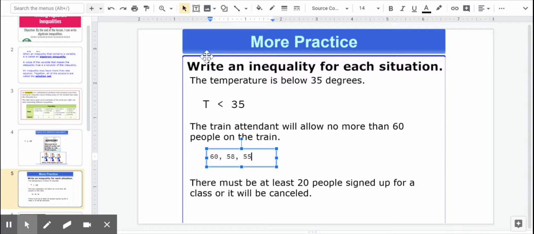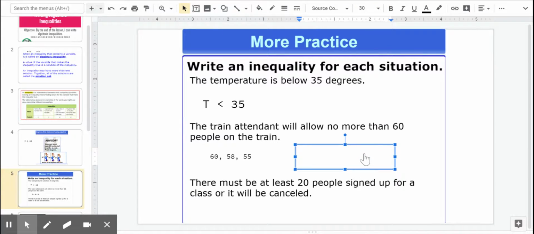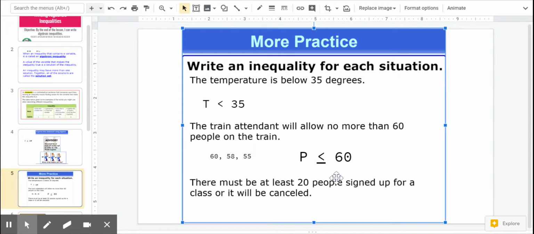So if I were to make another text box here, I'm going to use P for my variable here for people, and I'm going to use the number 60. So I have P, and then I have the number 60. I need to figure out what symbol I could put in the middle there. Well, I know that it can be no more than 60, so I actually want the less than symbol because I want 60 to be the highest number. So all my numbers have to be smaller than 60. However, it could also be 60 as well. So I would say the amount of people has to be less than or equal to 60.